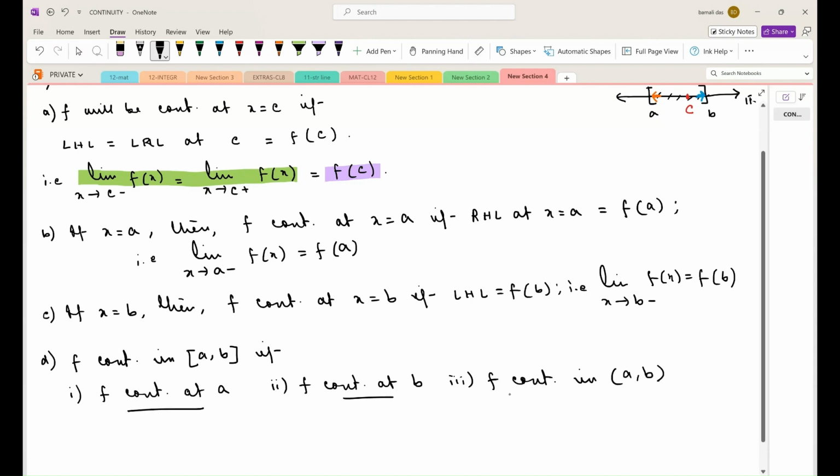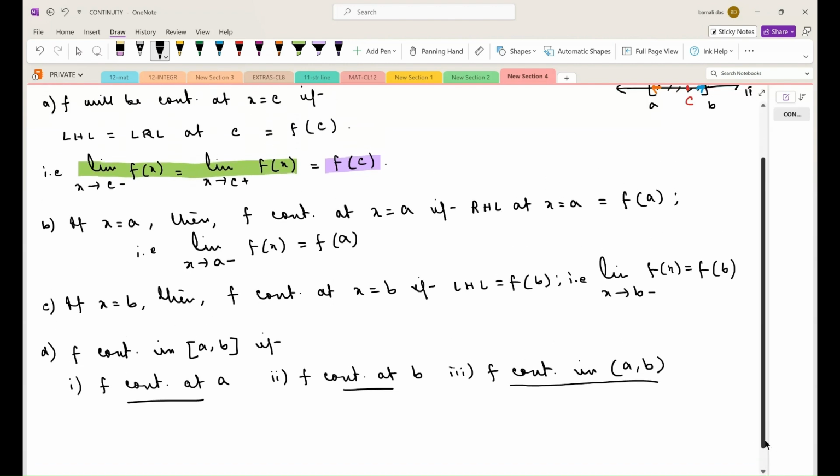But how do you show that it is continuous in the open interval AB? Because it consists of infinitely many points within AB. So the process is, you choose arbitrarily any point C in AB and show that it is continuous at C. Since you have chosen C arbitrarily in AB, it is continuous over the whole open interval AB. So that is how we prove continuity of a function as required in the question, whether it is a point or an interval.